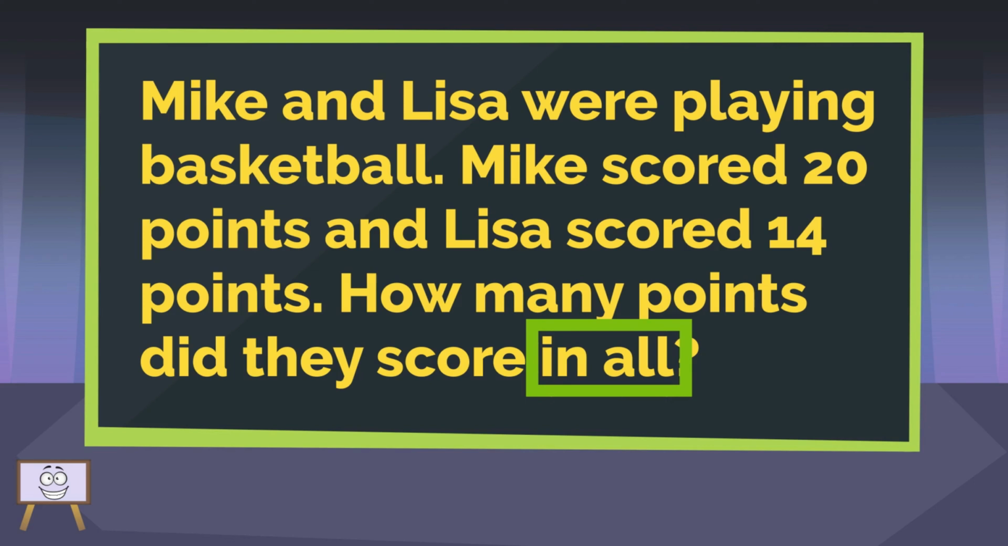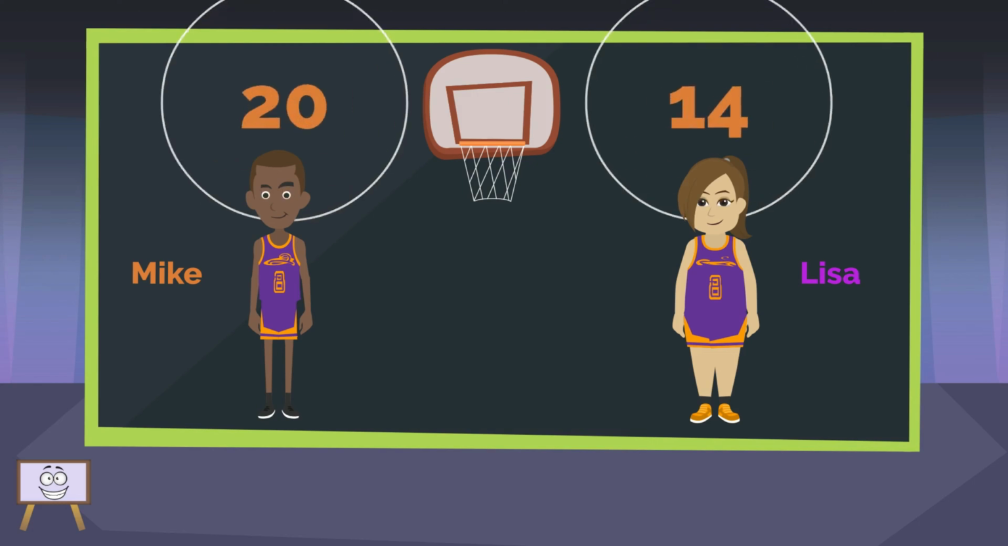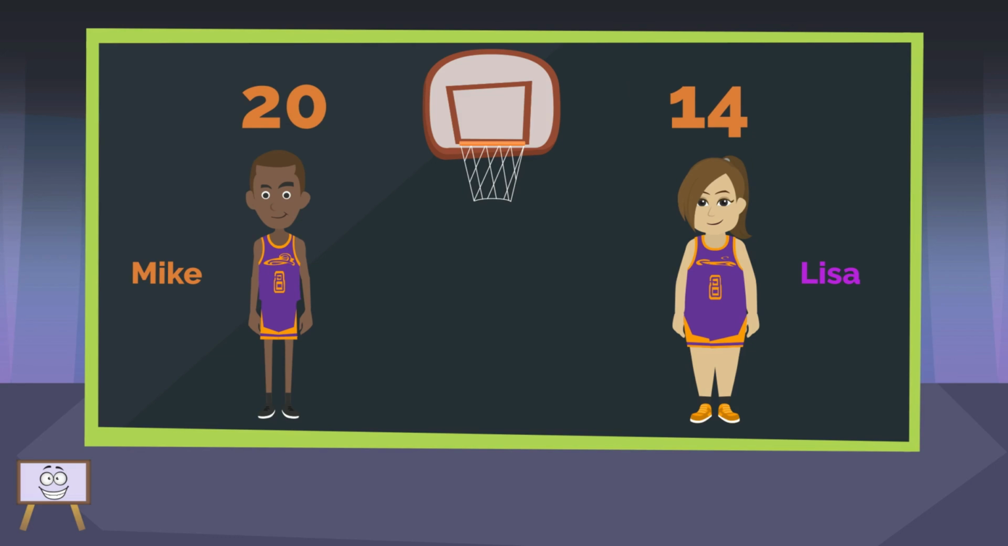Next, we need to think about the situation. Okay, Mike and Lisa were playing basketball. They both scored a different amount of points, and the question is asking us to combine both of their scores. Let's see, 20 plus 14 gives us a grand total of 34 points. If you got this question right, fantastic. Let's try one final problem.